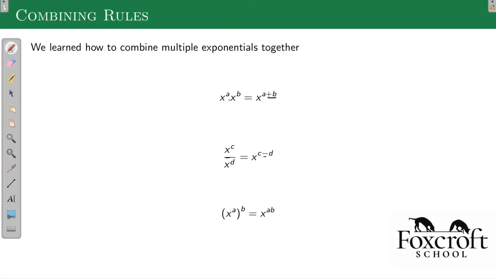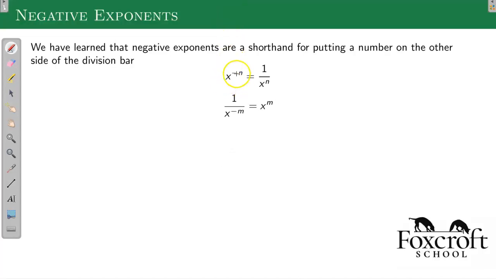And then our other rules have to do with the specific type of number. If we have a negative number as an exponent, we just move it to the other side of the division bar. So in this case, we put it over 1 and then move it to the bottom. Here it's already on the bottom, so we move it to the top.